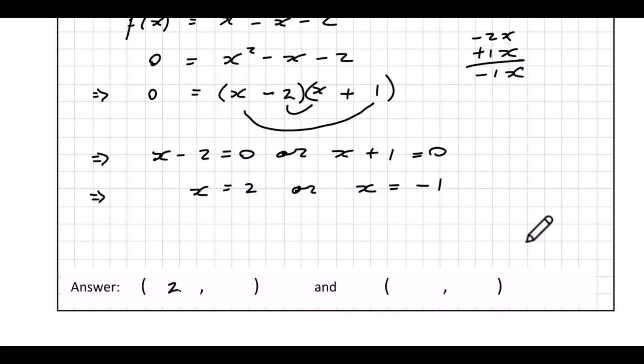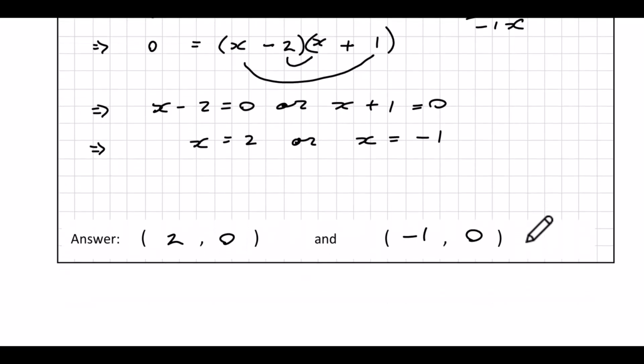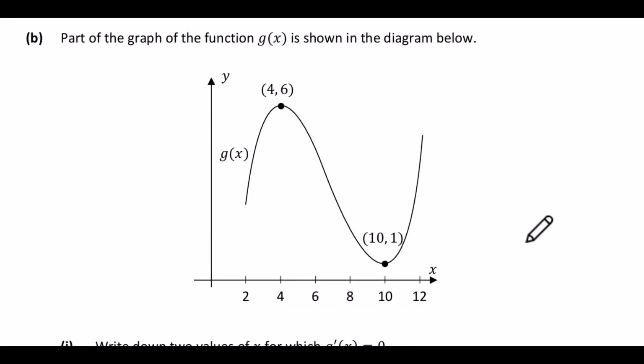So the answer is x is equal to 2, 0 or x is equal to minus 1, 0. Remember, on the x-axis, y will be equal to 0. So we already have our y coordinates, so it's (2, 0) and (minus 1, 0). Next one then, we have part of the graph of the function g of x shown in the diagram below.